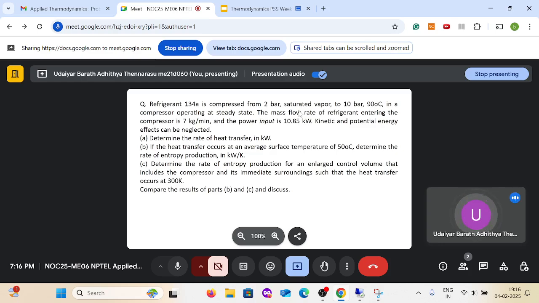Next, if the heat transfer occurs at an average surface temperature of 50 degrees Celsius, determine the rate of entropy production. Then determine the entropy production for an enlarged control volume that includes the compressor and its immediate surrounding, such that heat transfer occurs at 300 Kelvin. So what it says, the difference between B and C is in the heat transfer: your reservoir temperature is 50 degrees Celsius here and 27 degrees Celsius there. That's the difference.